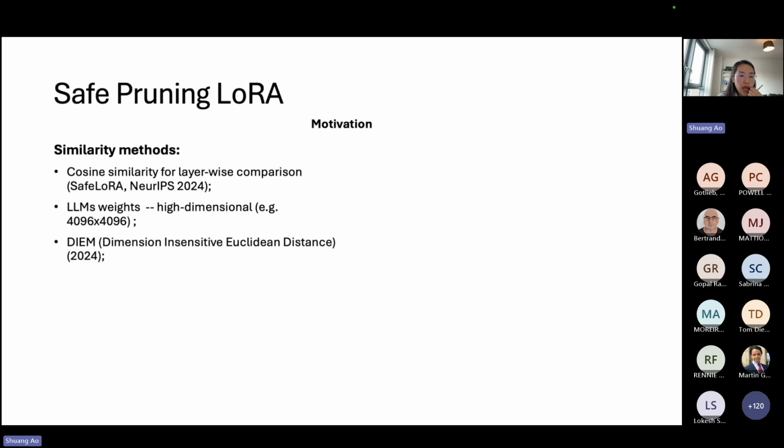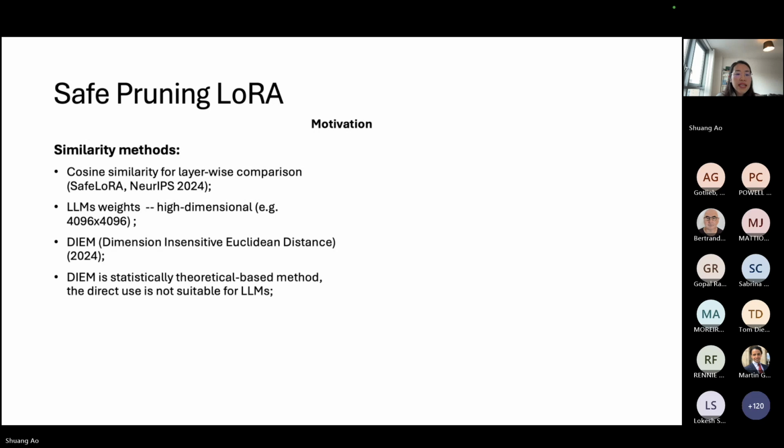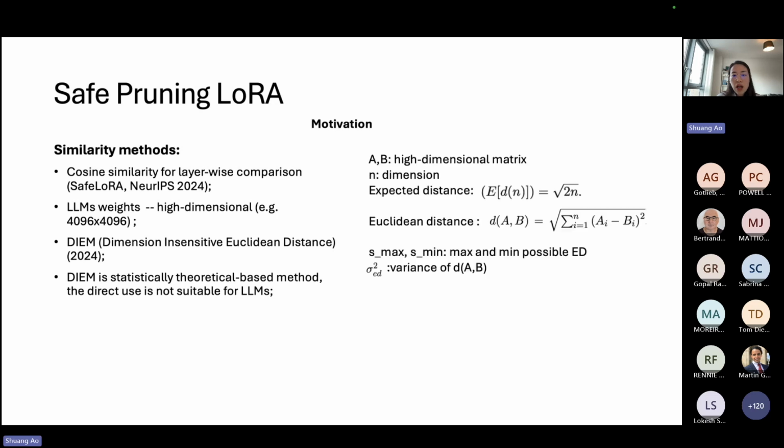There's a recent work called dimension insensitive Euclidean distance, which can compare this kind of high dimensional matrices, but it's not designed for large language models. It's a statistically theoretical work. How it works is, for example, you have two matrices, A and B, which are both very high dimensional, and N is the dimension. It has the expected distance, calculated in this way, and then we calculate the Euclidean distance.